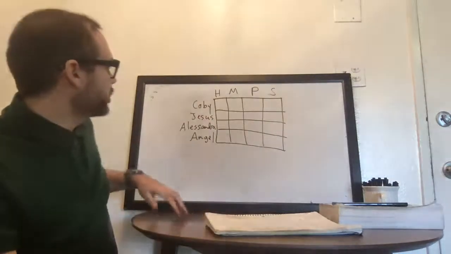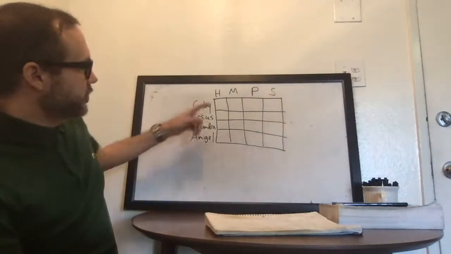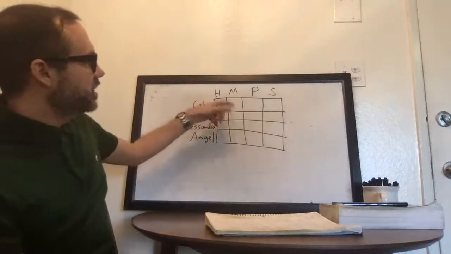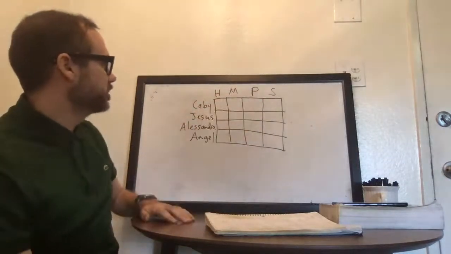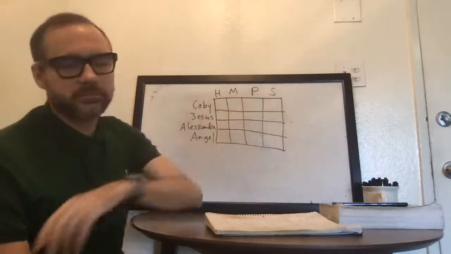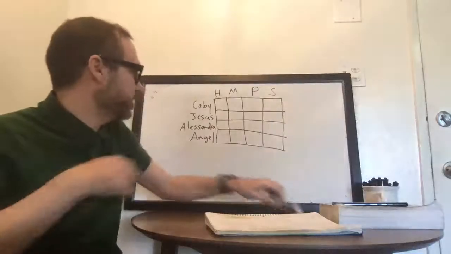Okay, so let's start off at the top with Kobe. Kobe, are you with me? Let me know. I need four different values for H, M, P, and S: ham, mushroom, pepperoni, and sausage. So you could let me know here what you think. Okay, so I see you already. 15, 20, 45, 35.